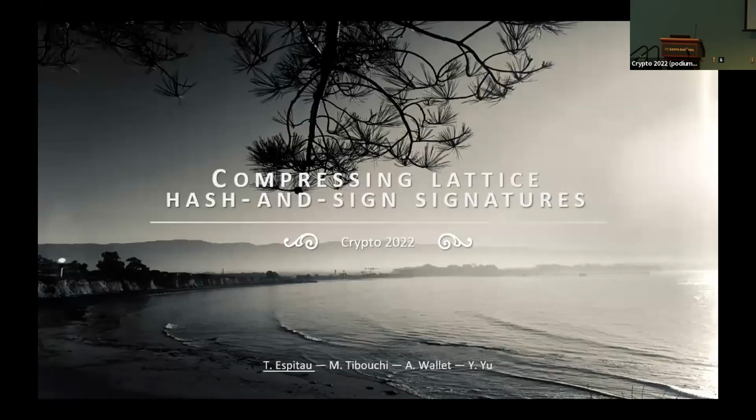Start with a new session. This is the Lattice signature session. The first talk of the session is "Compressing Lattice Hash and Sign Signatures" by Thomas Espitau, Mehdi Tibouchi, Alexandre Wallet, and Yang Yu. And Thomas will give the talk.